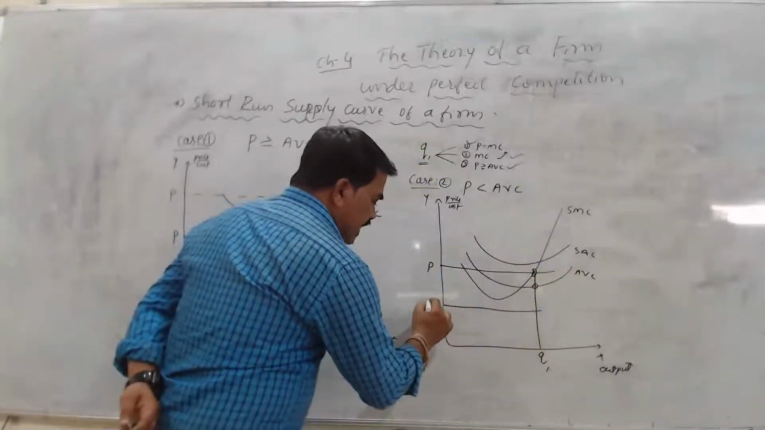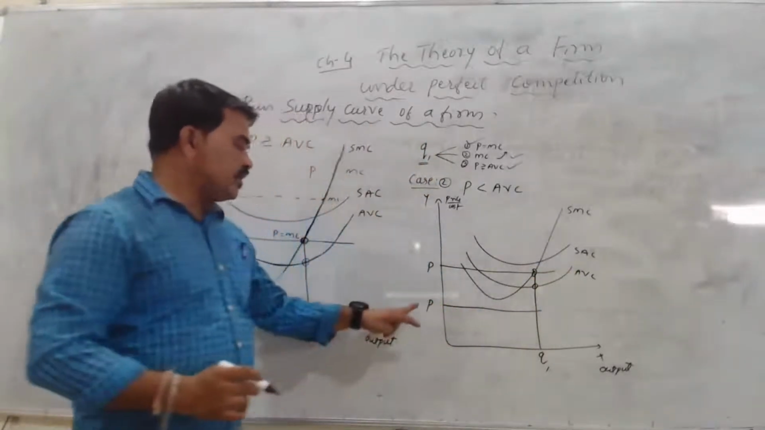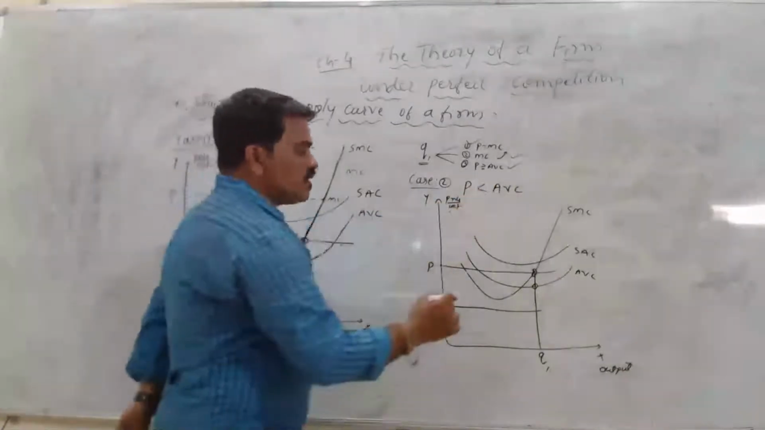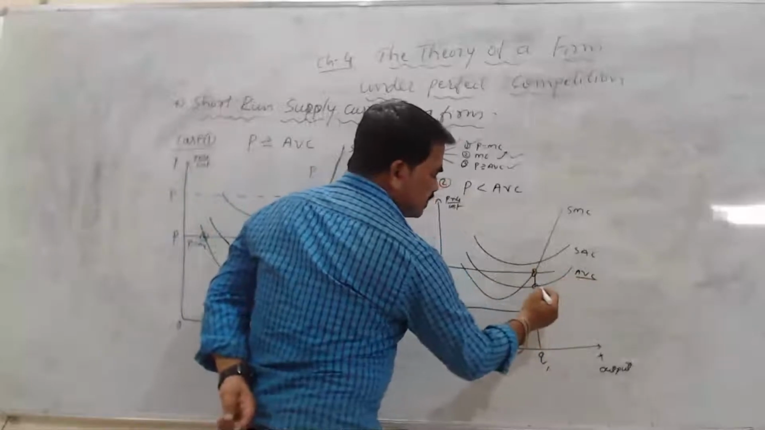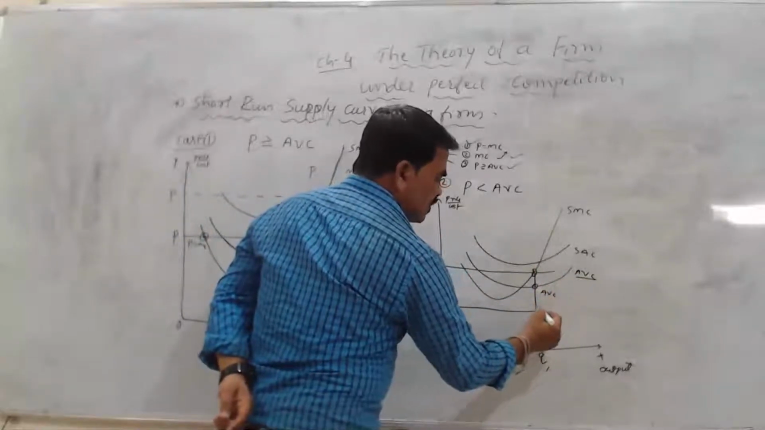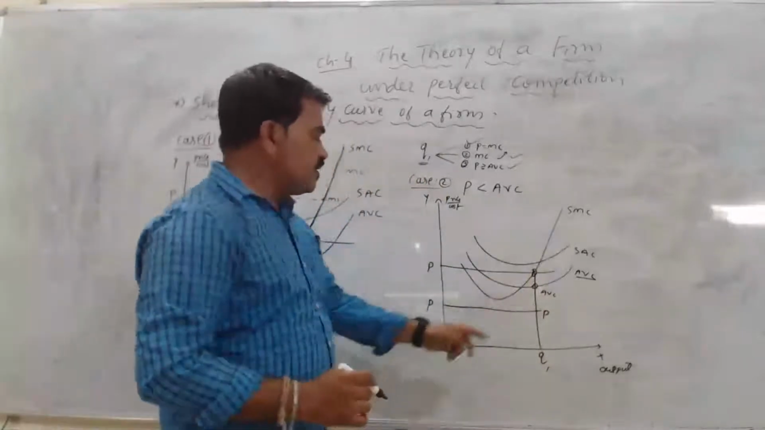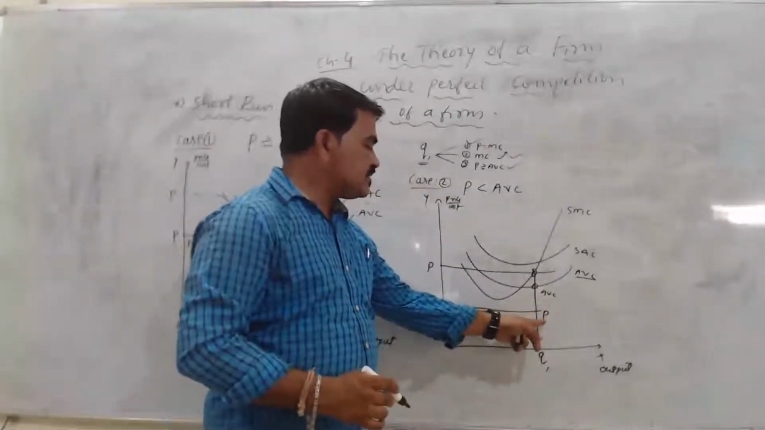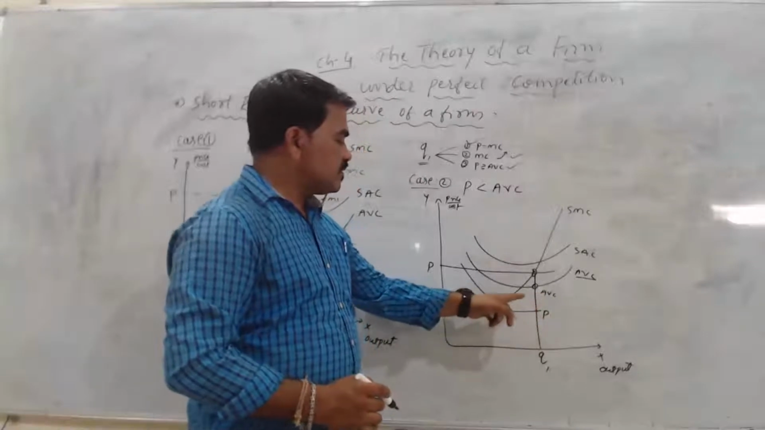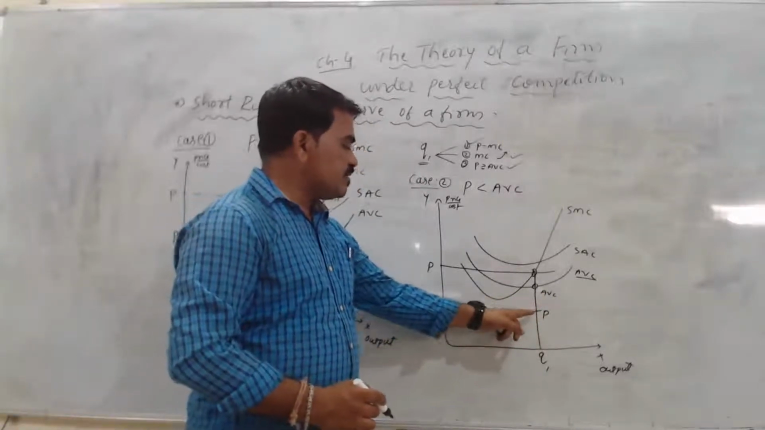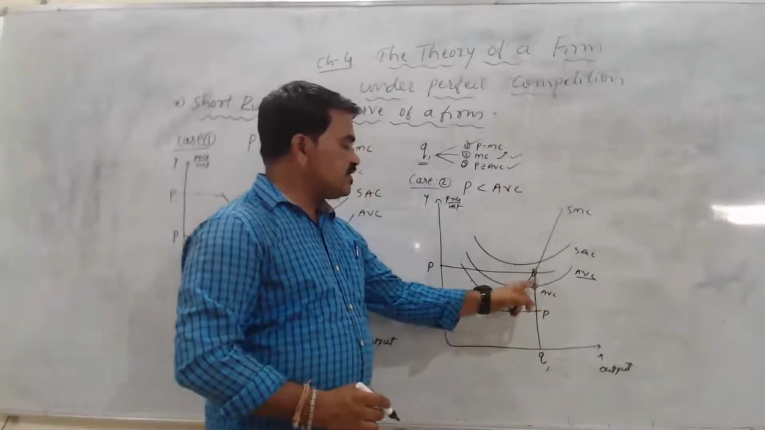Now we have a new price here. This price is lesser than average variable cost. Average variable cost is here. Now the new price is here. If you see, this price is lesser than average variable cost. The new market price is lesser than average variable cost.